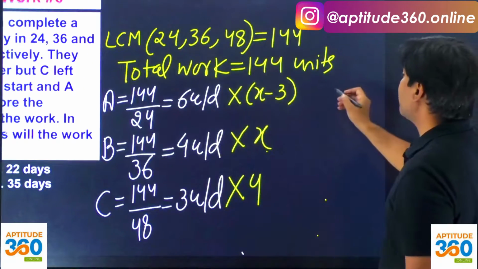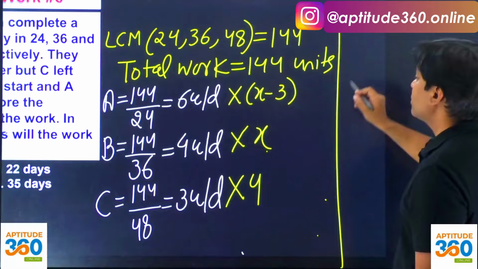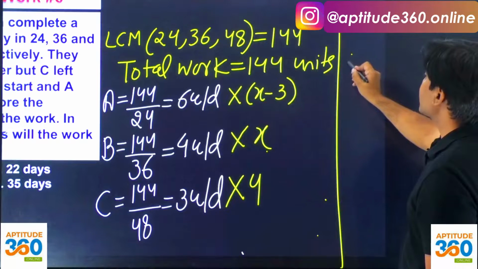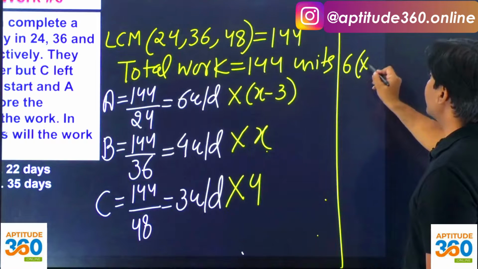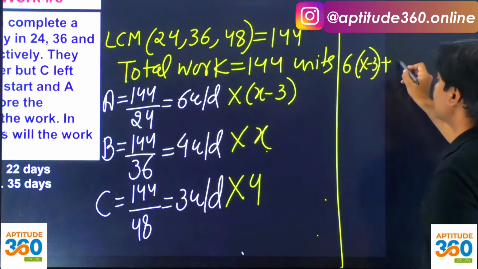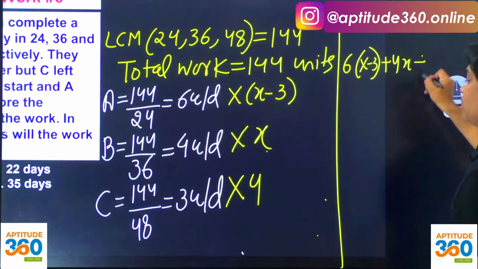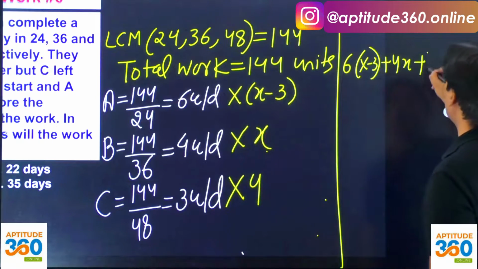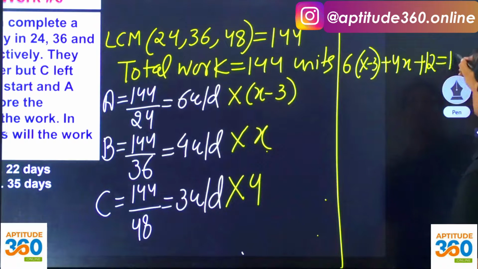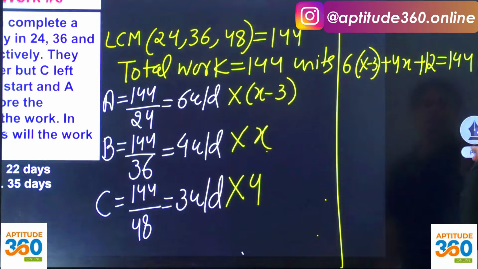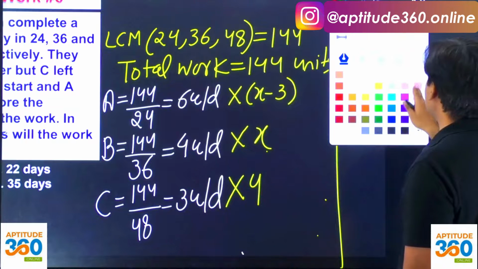So this one is coming out as what? The entire work is 6x(x-3) plus 4x plus 4 into 3, which is 12. Now this value is 144. Our objective is to find out what is the value of x.